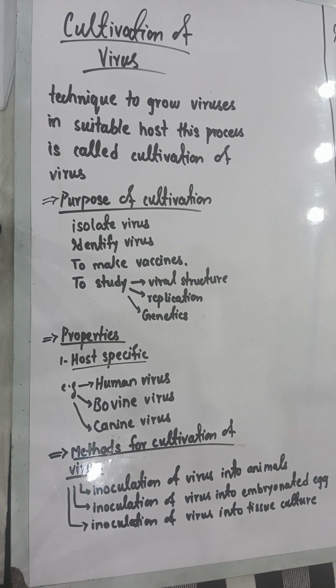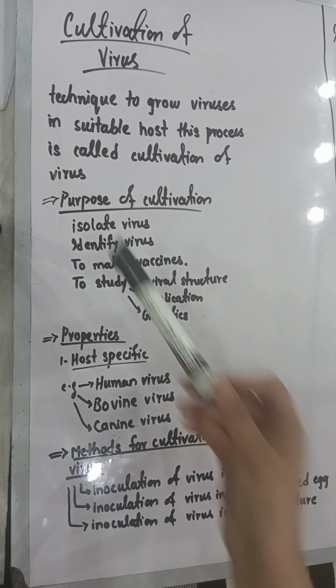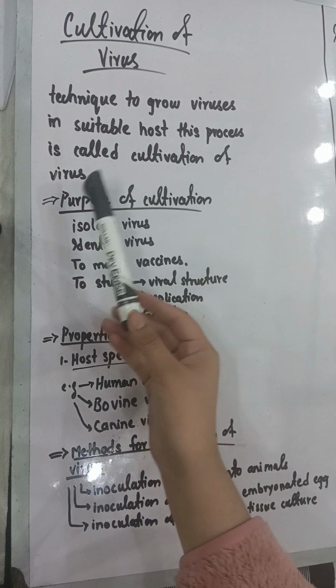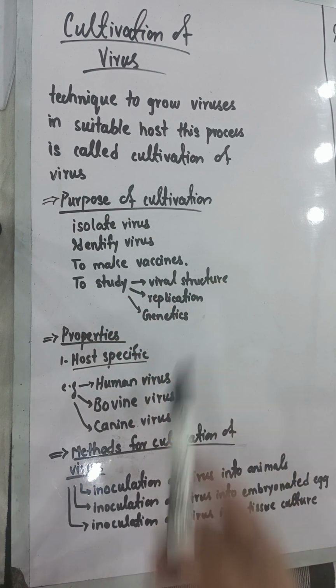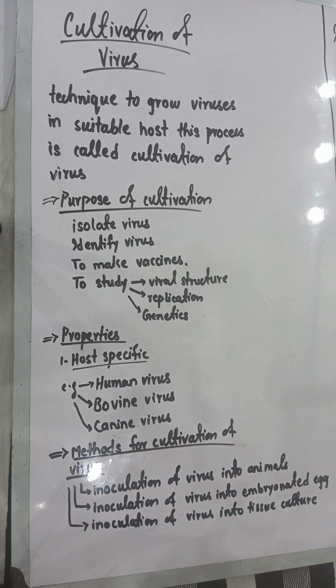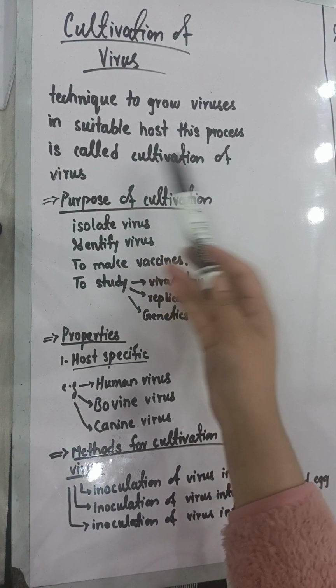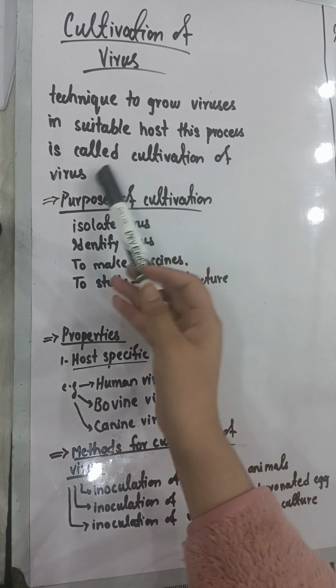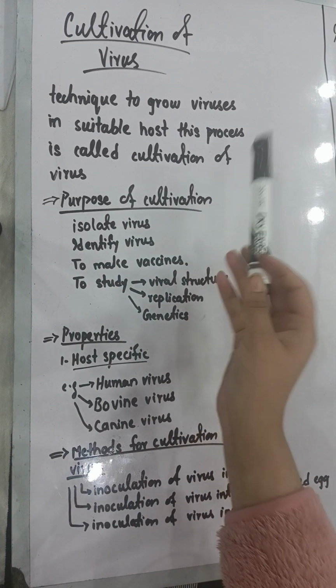So first of all, let's discuss what cultivation is. It is a technique to grow viruses in a suitable host. You know very well that viruses are non-living things outside a living cell, so they become living inside the host cell. So they are grown artificially in a suitable host, and this process is called cultivation of viruses.